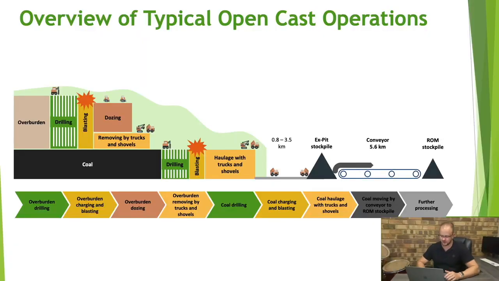Okay, so if we have a little look at this picture, which depicts a very simple flow diagram of how the mine works, we can see there's overburden, you do some drilling, you do some blasting, then you doze away the overburden and it's removed by trucks and shovels. Then you get to the coal, and now you have to do some more drilling, some blasting and haulage, and haul away the coal with trucks and shovels.